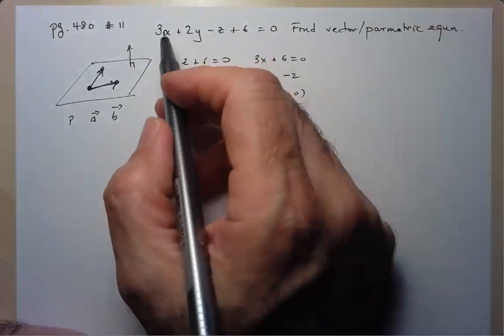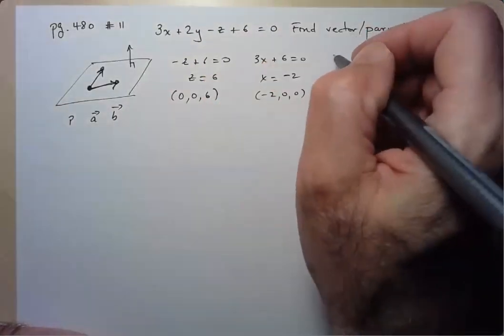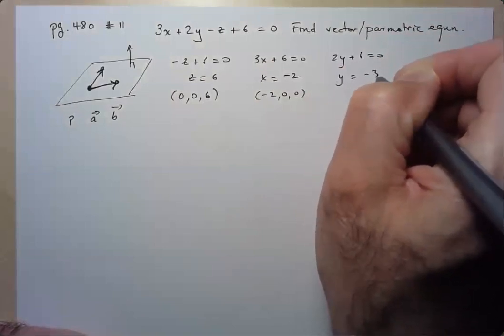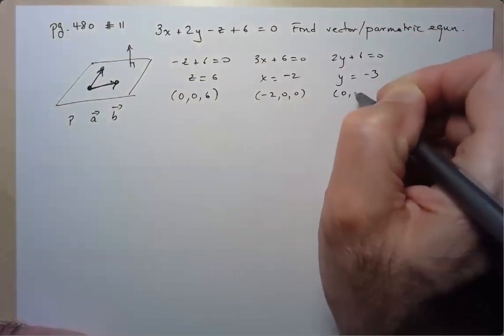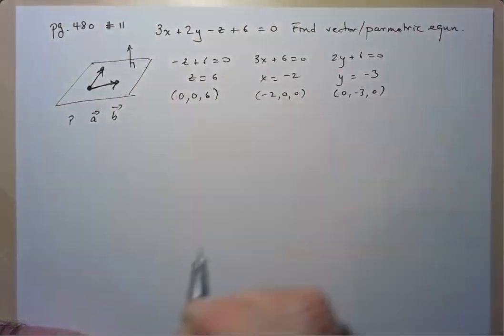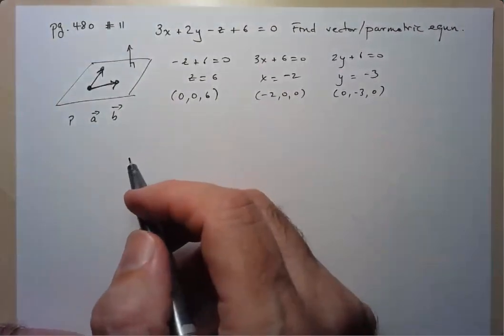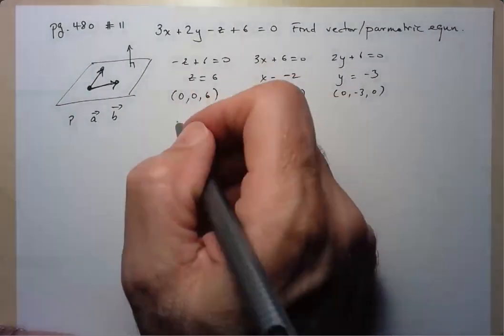And now let's let X and Z be 0. So we have 2y plus 6 equals 0, so y is equal to negative 3. So (0, -3, 0). And then from here, we can create two vectors.